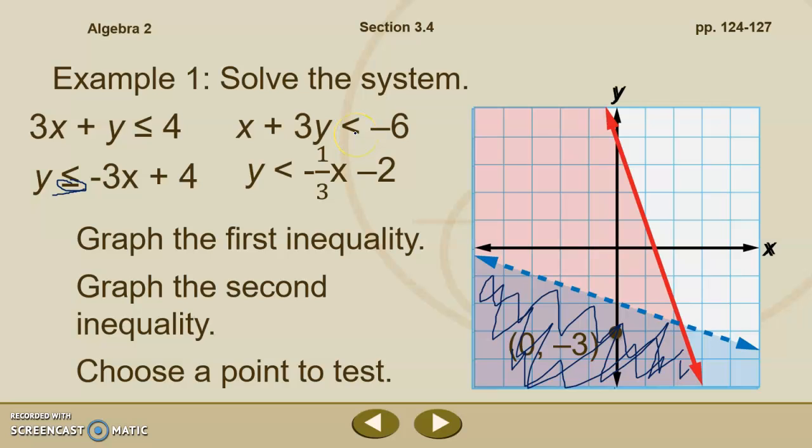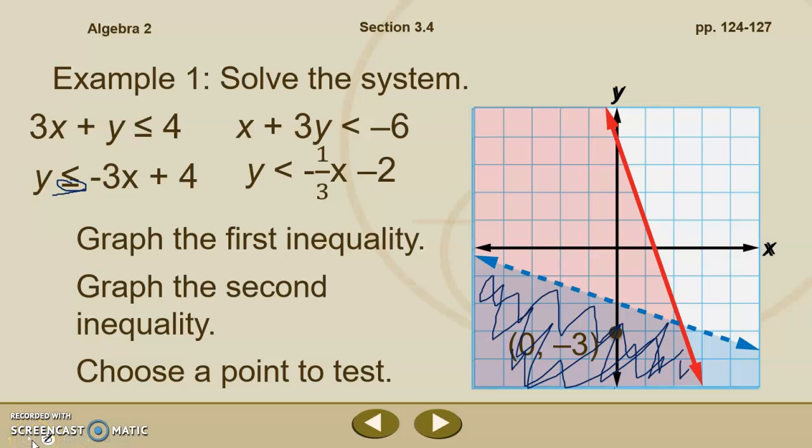If you plug those in, you'll find out that -3 is less than or equal to 4. That's true over here. And over here, we would get -9 is less than -6. That is also true. So because both of those statements are true, then this is the correct shaded region. That is our point of intersection.